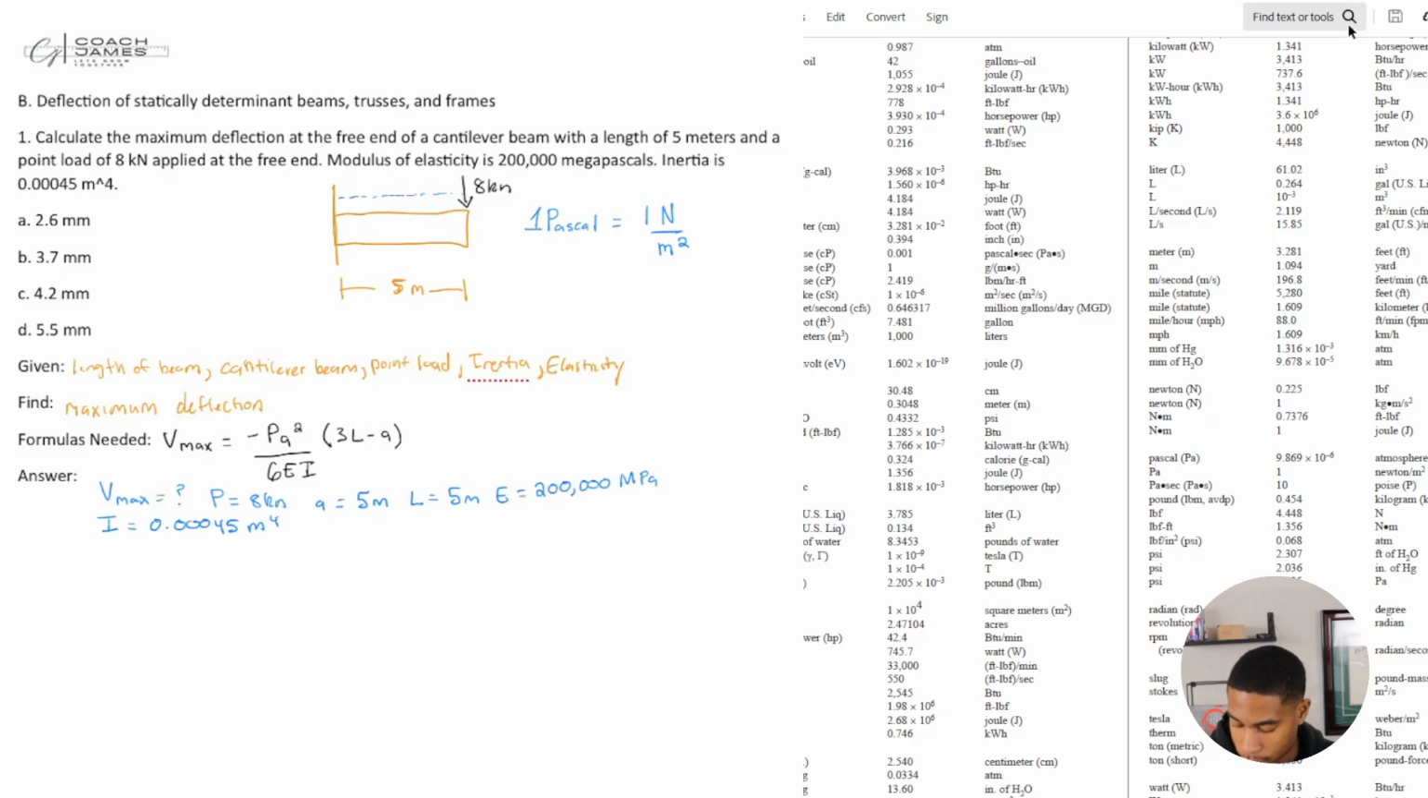All right, which section was I in? I was in deflection. All right. So we'll go back to that chart.